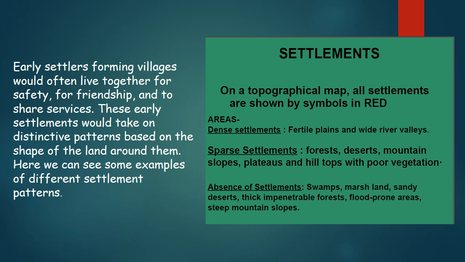The next important point is the absence of settlements. Generally we do not find settlements in swampy, marshy land, very sandy desert areas like dunes, thick impenetrable forests, flood-prone areas, and steep mountain slopes. Now, early settlers forming villages would often live together for safety, for friendship, and to share services. These early settlements would take on distinctive patterns based on the shape of the land around them. Here we can see some examples of different settlement patterns, which I have already told you.